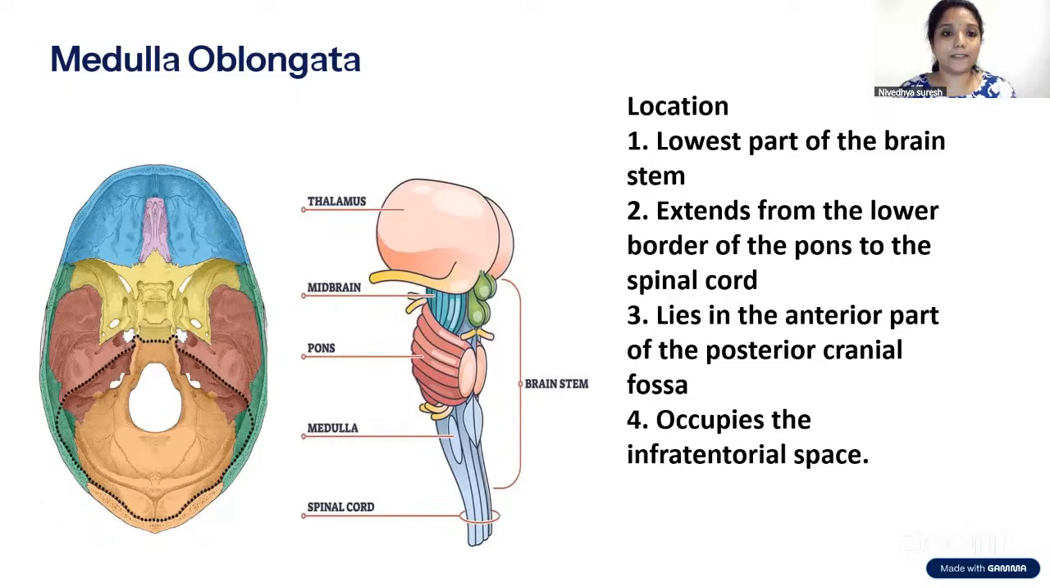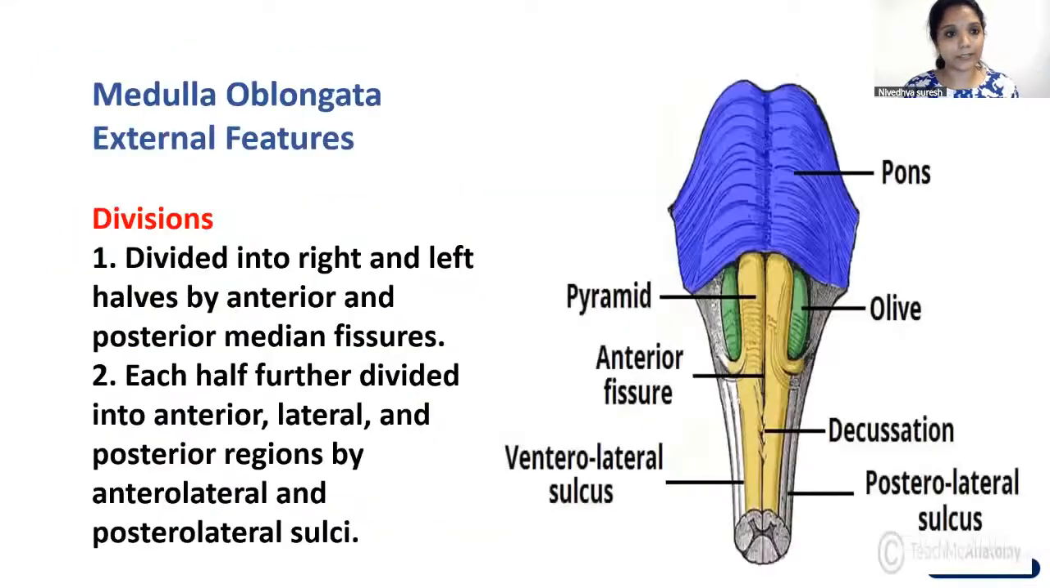So you can say where the medulla is located. The medulla oblongata is located where? It is located in the posterior cranial fossa, and it occupies the infratentorial space, and it lies in the anterior part of the posterior cranial fossa, and it extends from the lower part of the pons to the spinal cord. Fine. Okay.